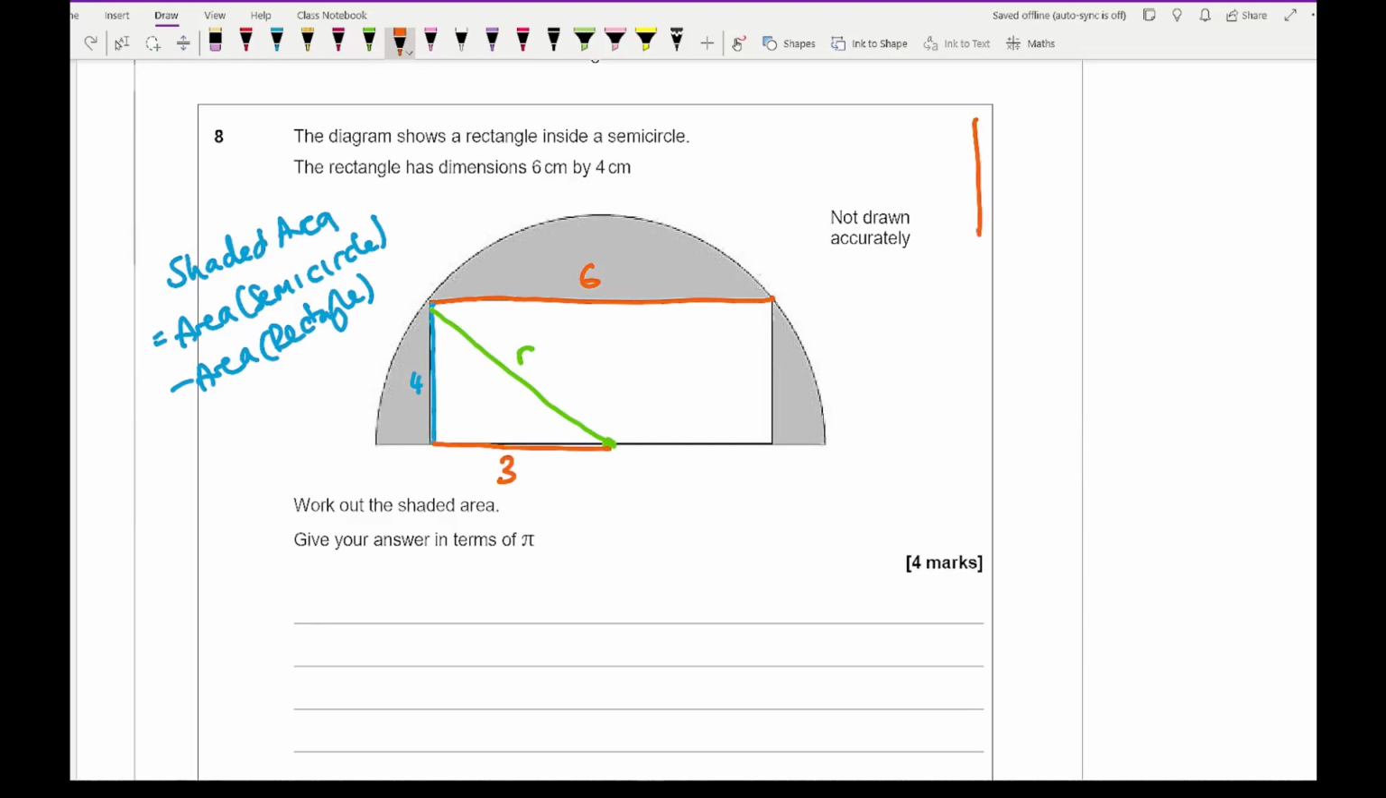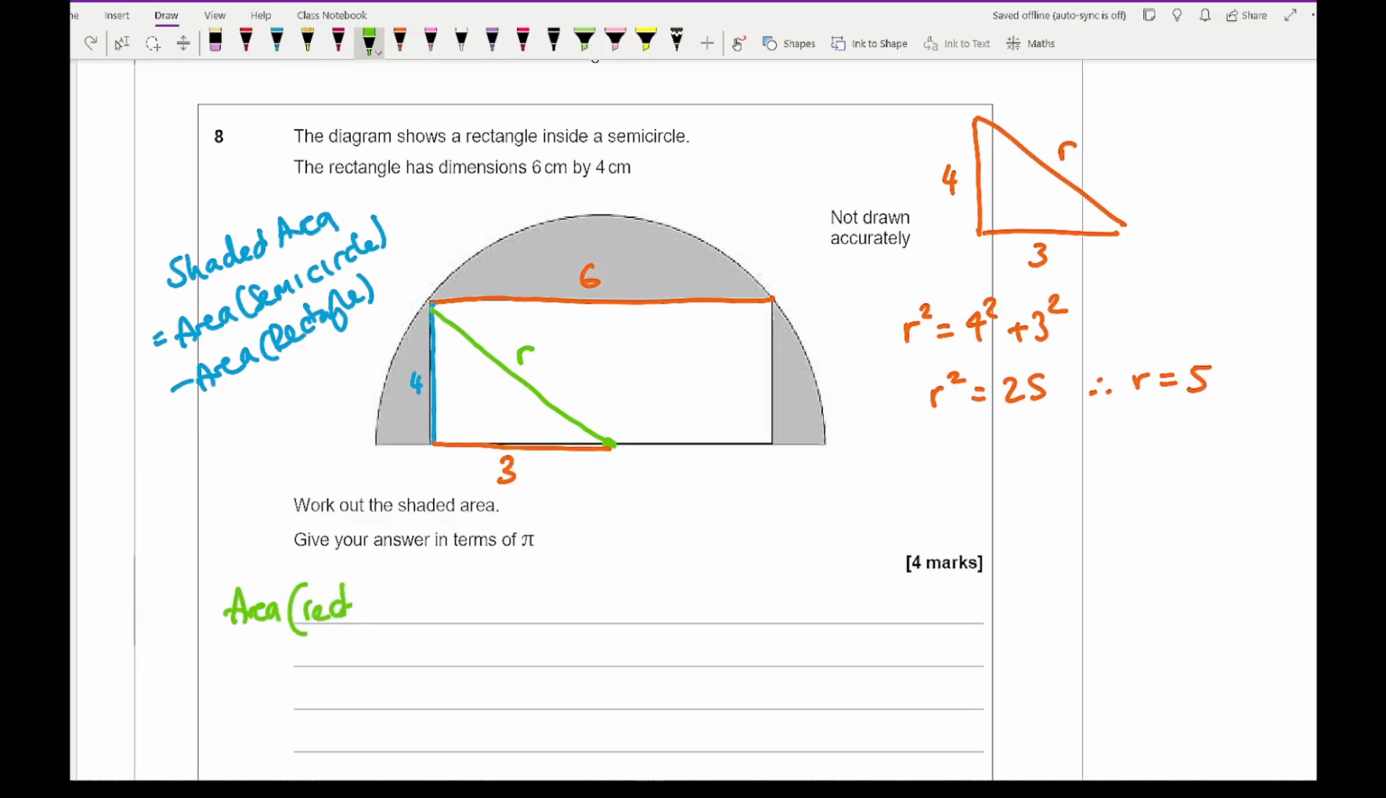So taking that little triangle that I've just drawn out, I've got 4, 3, and that's r. Using Pythagoras, I get r squared equals 4 squared plus 3 squared. So r squared equals 25. So therefore r equals 5. So then from this, I can work out the area of the rectangle, which is 6 times 4, which is 24.